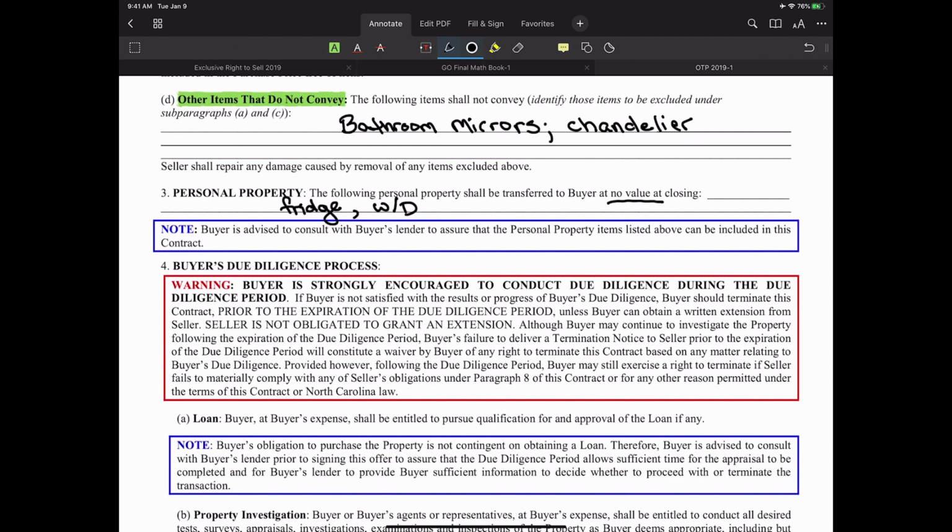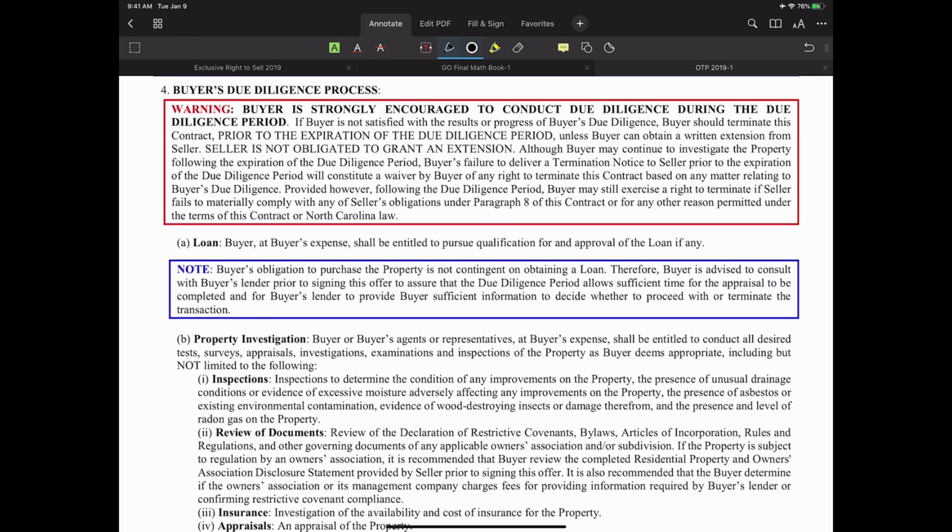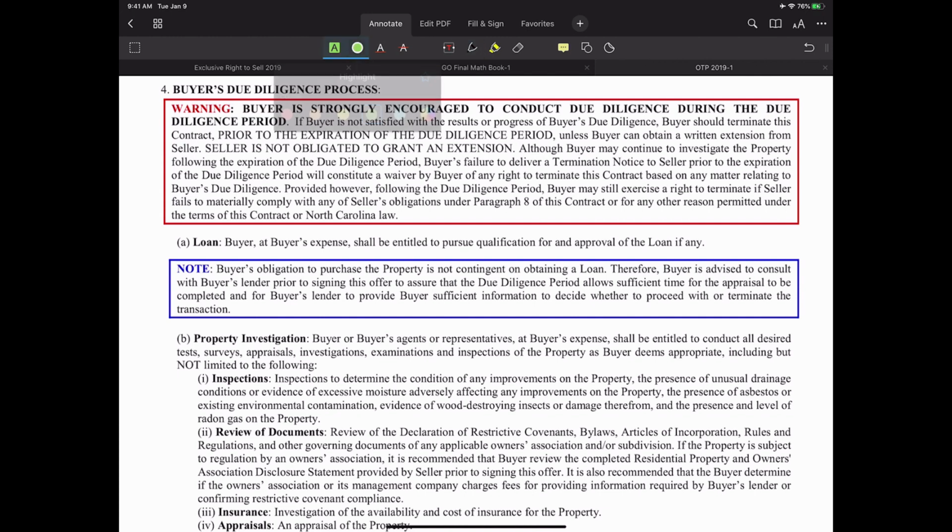Exactly. Okay, let's move to section 4, our buyer's due diligence process. Now, we did just talk about this, and I'm going to put it back in our Carolina blue because it's that important. This buyer's due diligence process starts with a warning: buyer is strongly encouraged to conduct due diligence during the due diligence period. Meaning, buyer, if you want to know anything about the house, now is the time to find out.